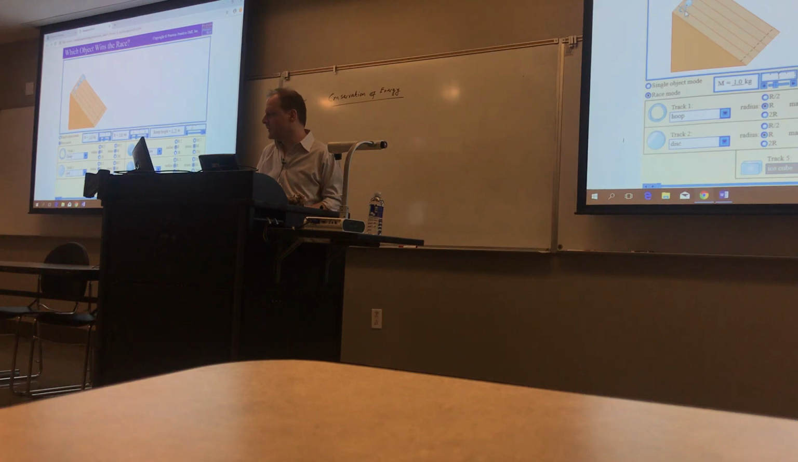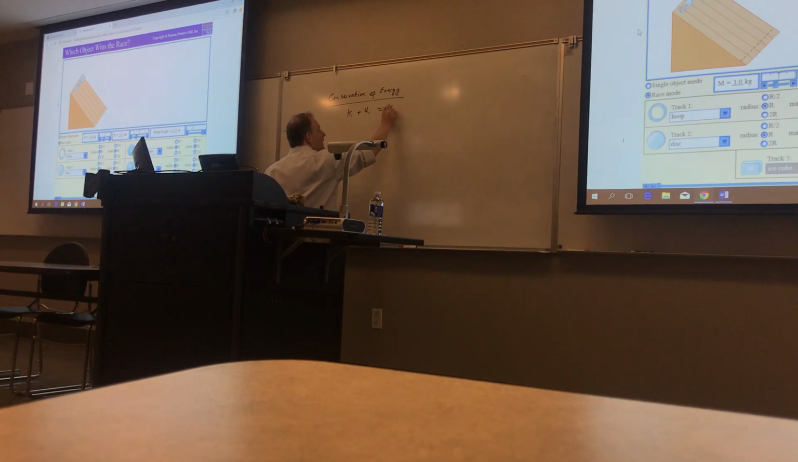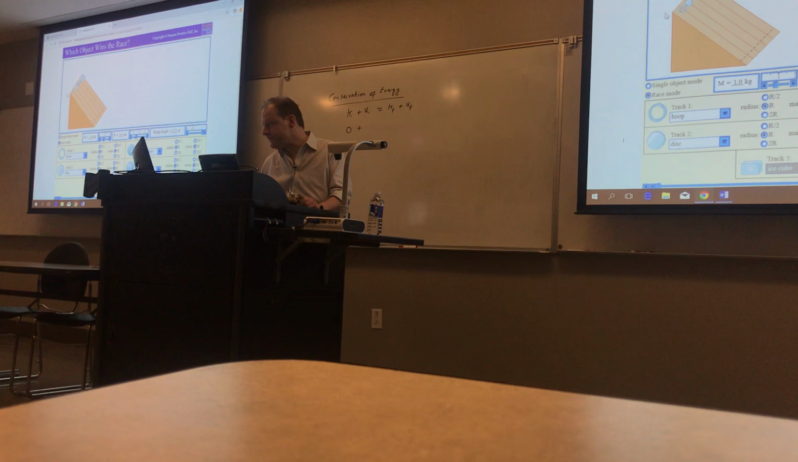Let's consider one object, for example, this hoop. It has no kinetic energy at the top, so initial kinetic energy plus initial potential energy has to equal final kinetic energy plus final potential energy. What's the potential energy that they have? It's going to be mgh. If we assume that this height is h, then the height of the object relative to the ground is h, so the potential energy would be mgh.